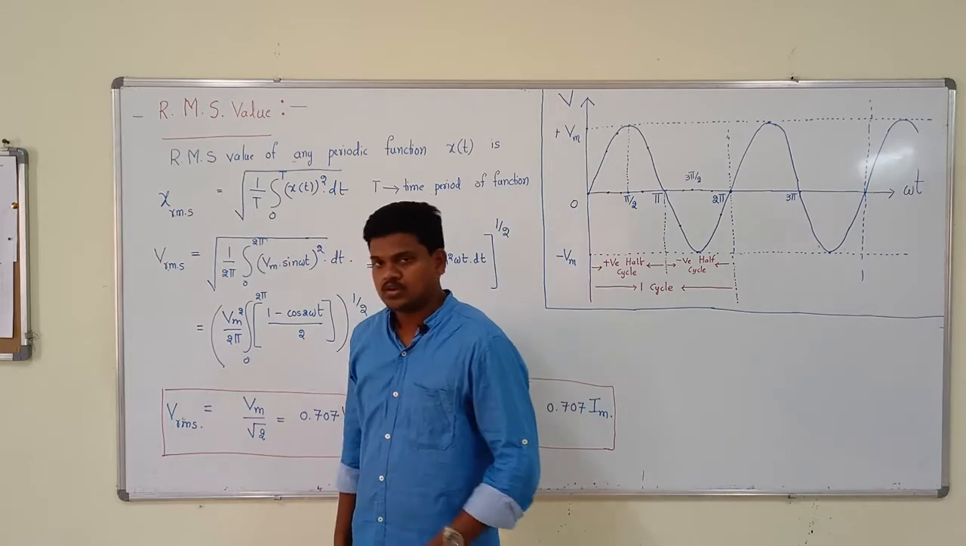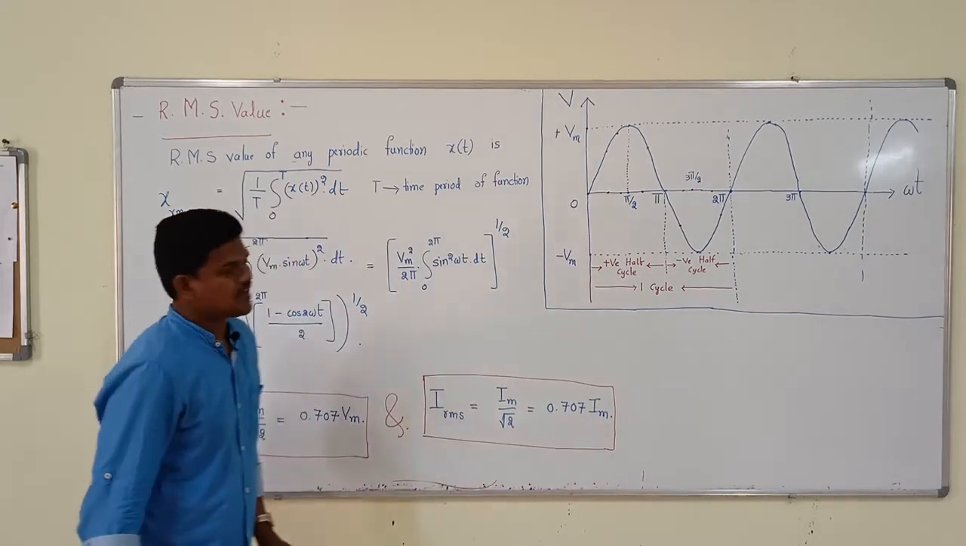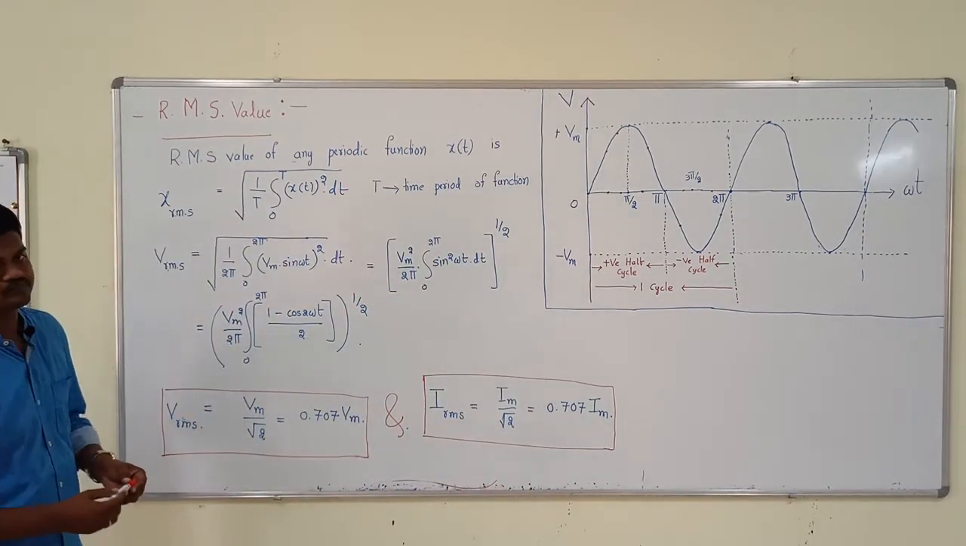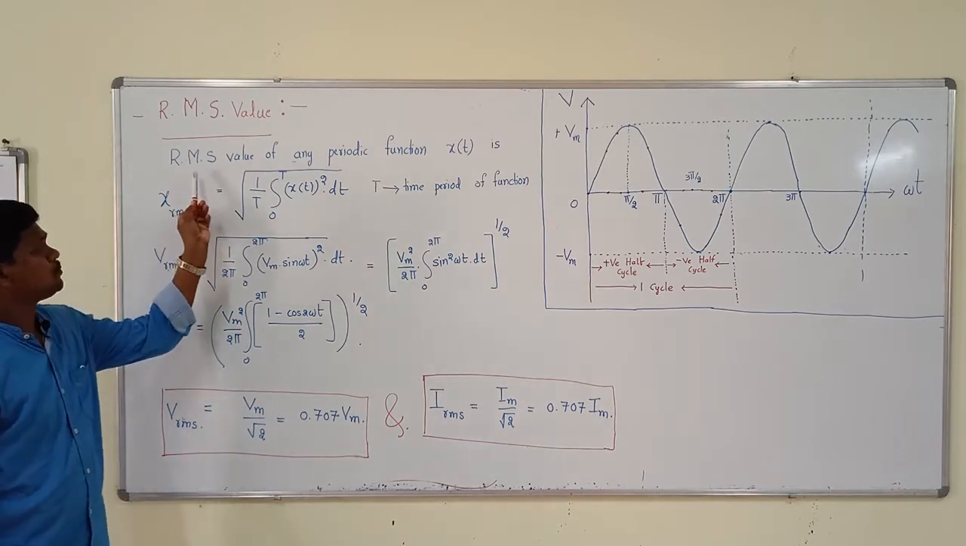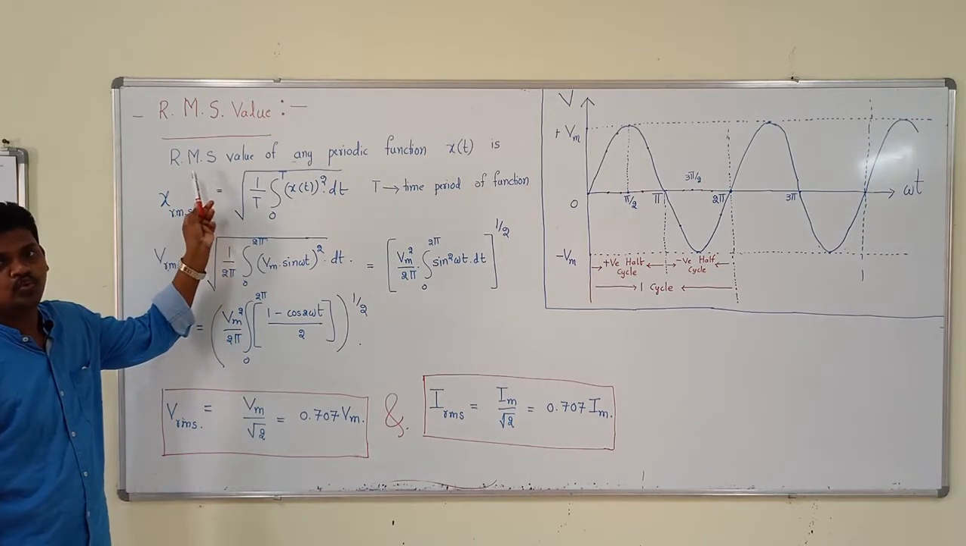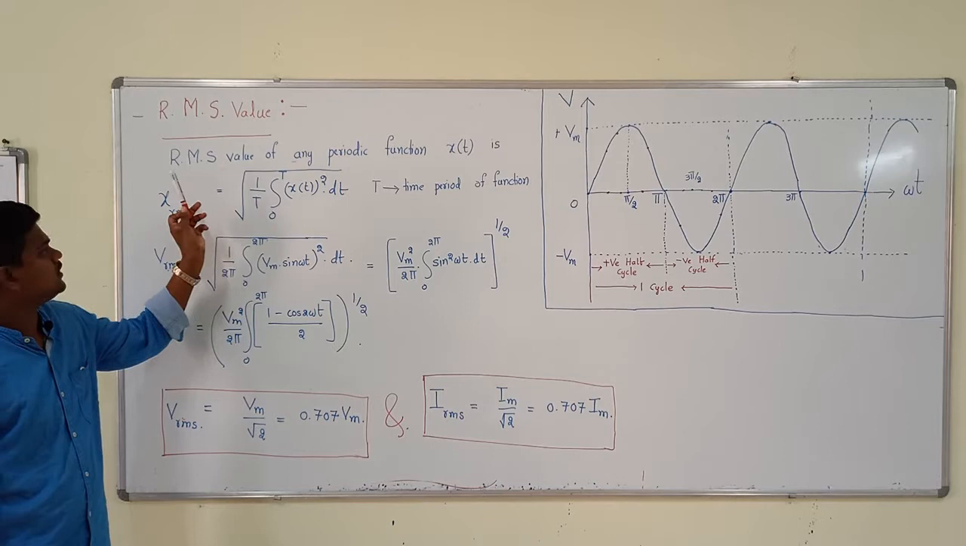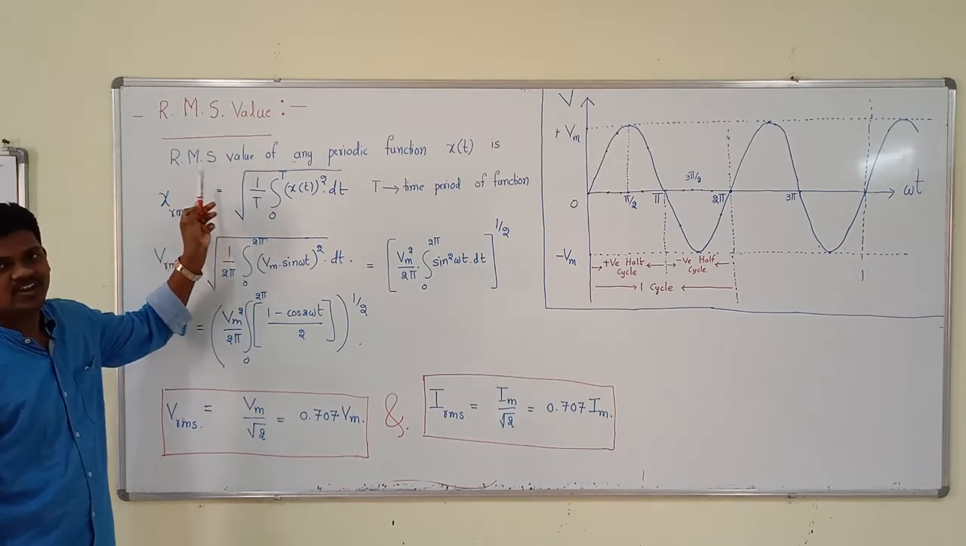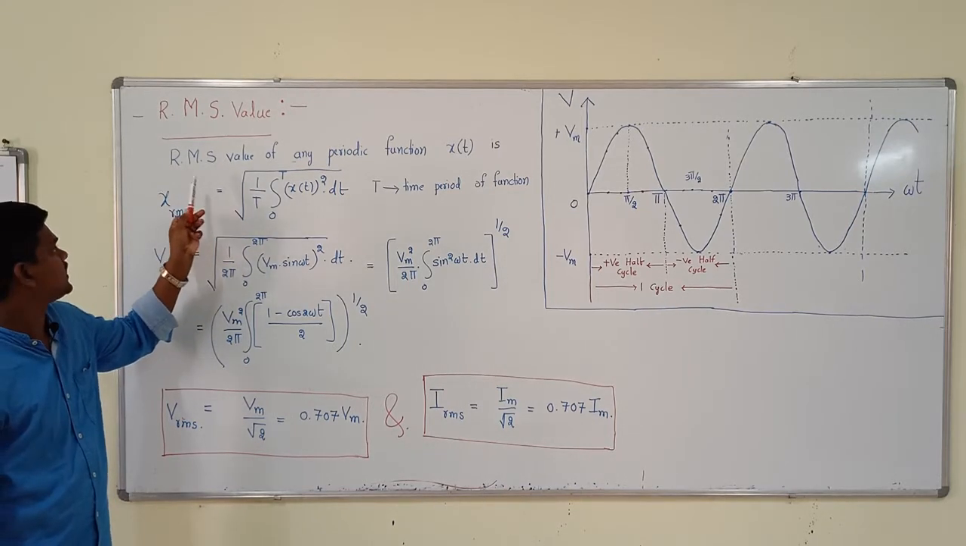So we will discuss this RMS value calculation here. RMS means root mean square, right? Root mean square of the instantaneous value, right?